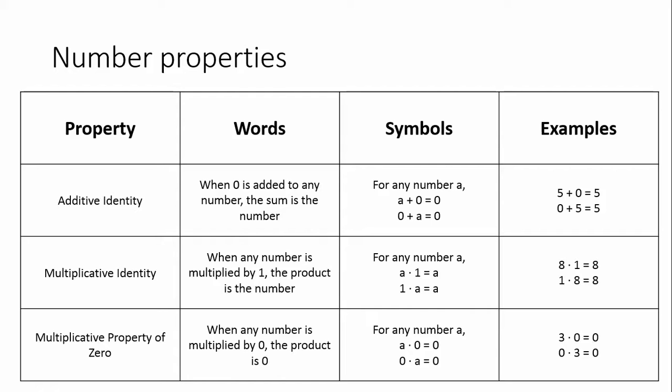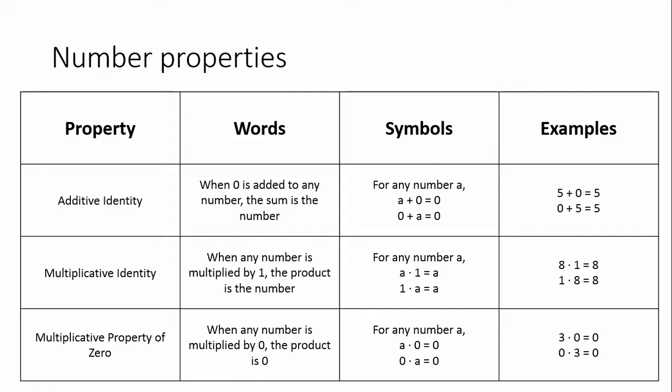You could probably tell me in your own words what this means, but basically if you multiply any number times 0, the product, or the answer, is 0. So 3 times 0, or 0 times 3. So you have the commutative property, which says you can multiply or add in any order. You have the associative property, which says you can group numbers in any order. Then you have the additive and multiplicative identities, that's adding 0 or multiplying by 1. Then you also have the multiplicative property of 0.